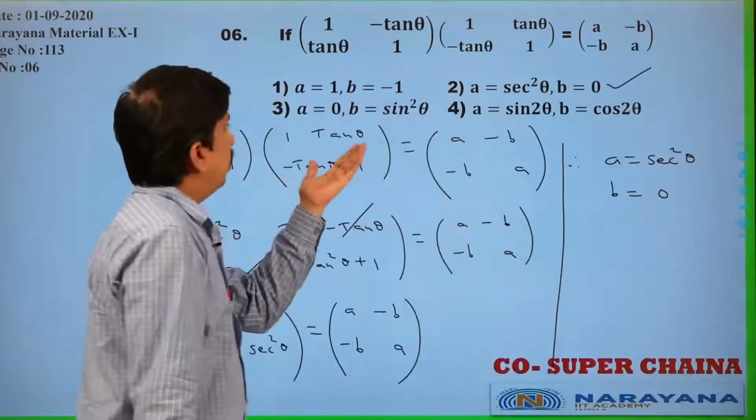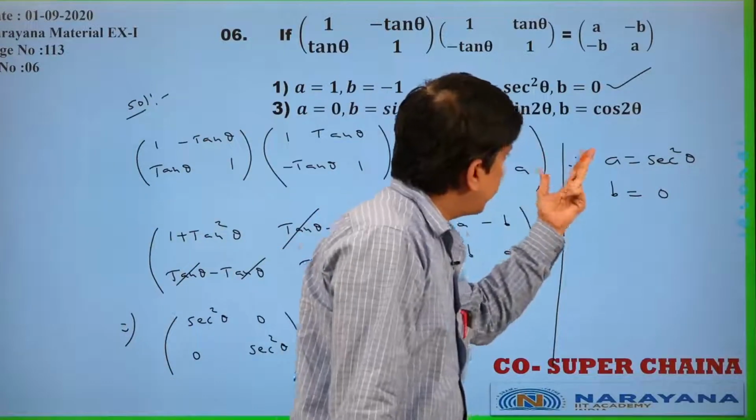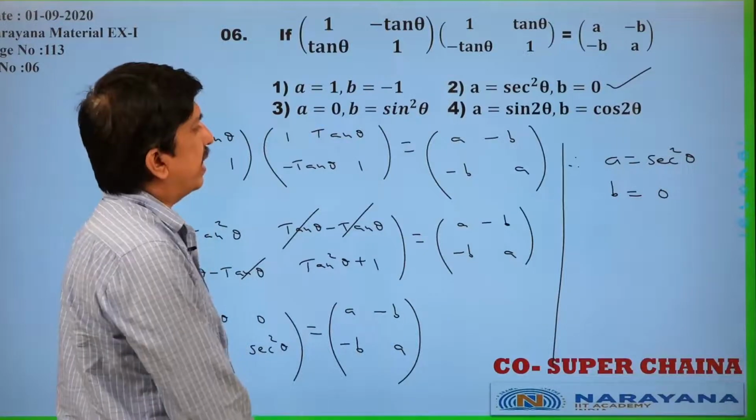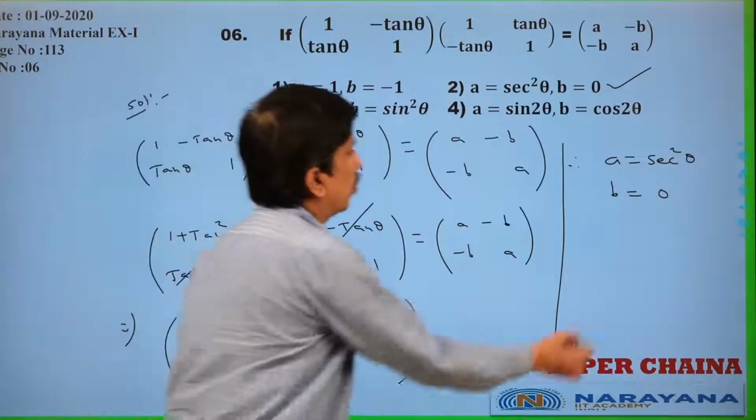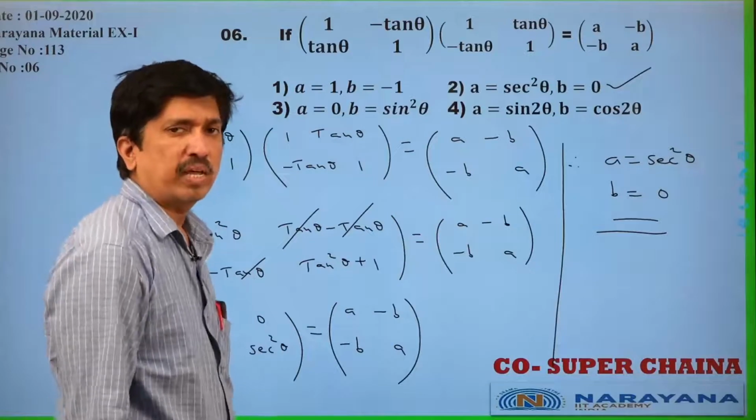Third option, A0, B equal to sin square theta. Fourth option, A is equal to sin 2 theta, B equal to cos 2 theta. Which option is correct? A equal to secant square theta, B equal to 0 is the right answer. The second option is correct only. Let us move to the next question.